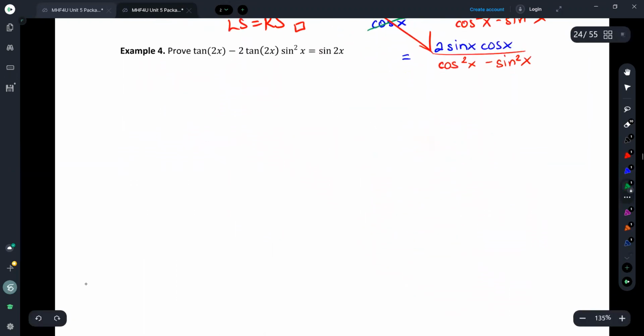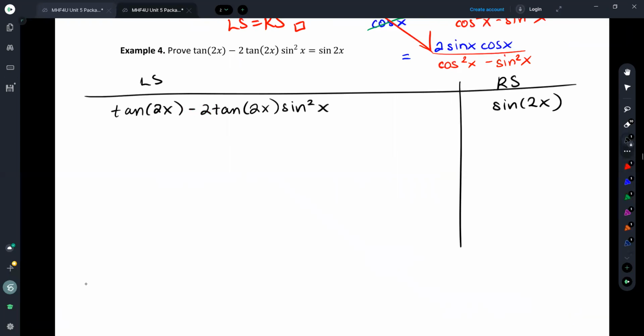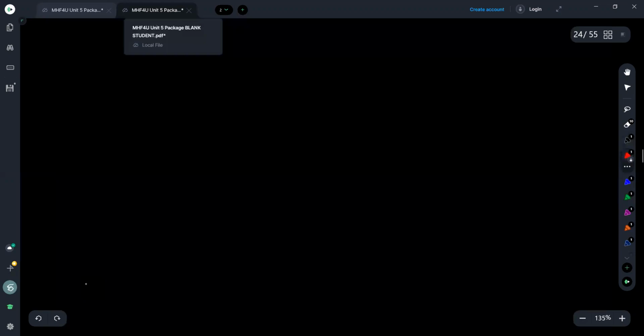Okay, last one. I don't think we'll need as much space on the right side here because we just have a sine of 2x. All right, so we've got our proof set up. I'm going to use the double angle identity for sine again. So we've been using this one a lot this lesson. Sine of 2x is equal to 2 sine x cos x.